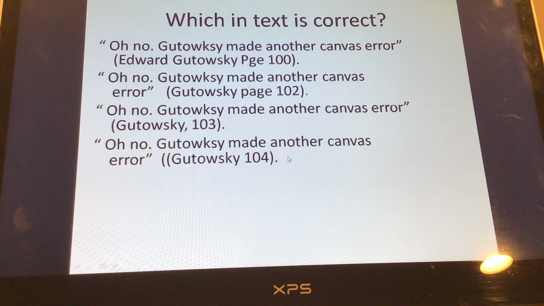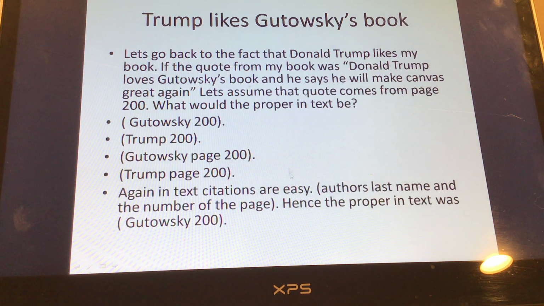It's always the author of the book's last name and the number of the page. So if we were to take one other example, because this sometimes confuses people, let's say you have a quote from my book and it says, "Donald Trump loves Gutowski's books and he says it will make Canvas great again." If we assume that comes from page 200, what would the in-text citation be? Gutowski 200, Trump 200, Gutowski page 200, or Trump 200? Again, the in-text citation would be the author's last name, Gutowski, and the number of the page, 200.